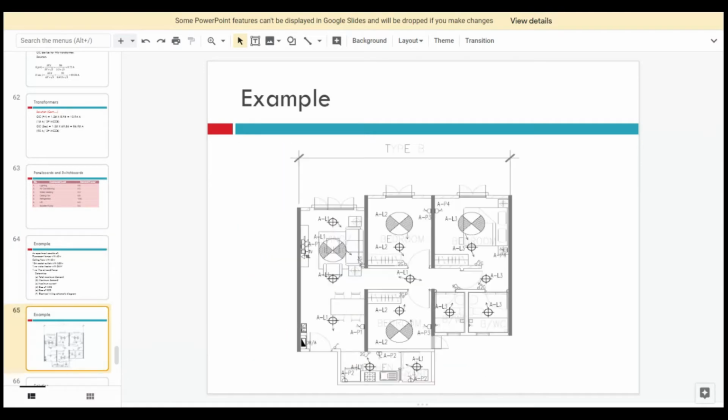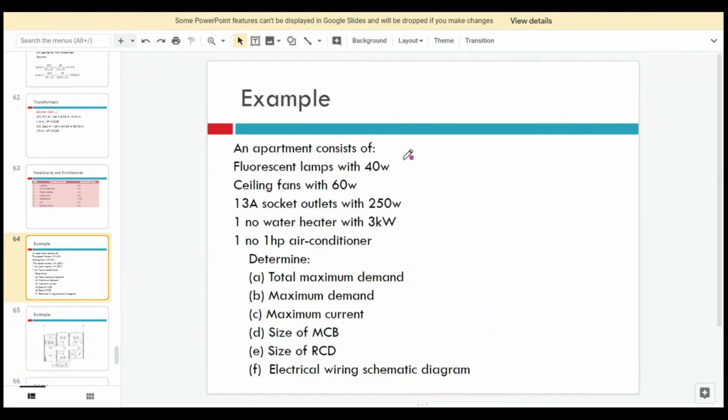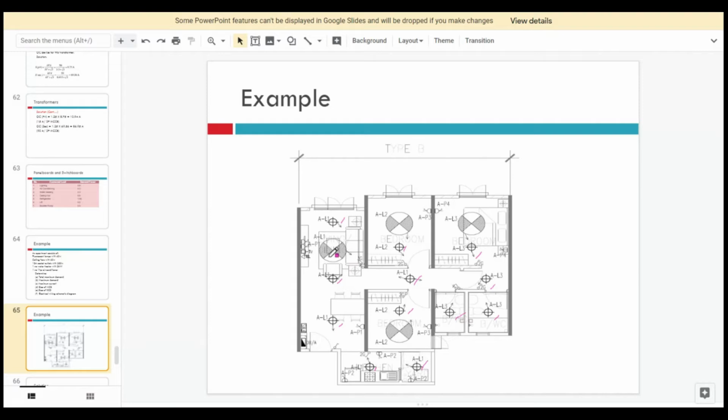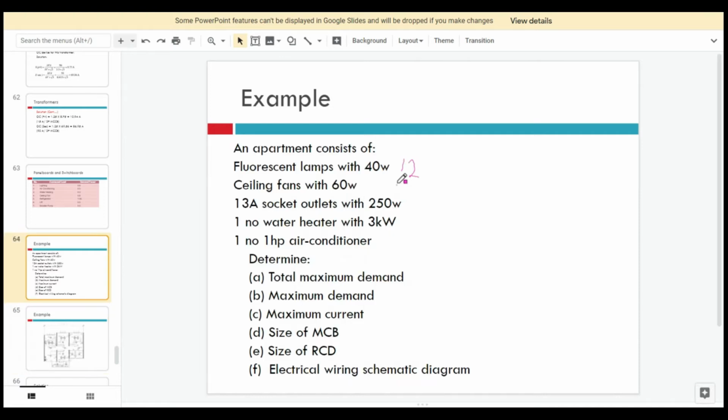So if we look here, the fluorescent lamp, the lighting points are 1, 2, 3, 4, 5, 6, 7, 8, 9, 10, 11, 12. So we have 12 light points. And then how many ceiling fans? 1, 2, 3, 4. So we have 4 ceiling fans.